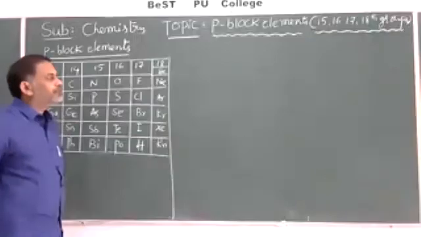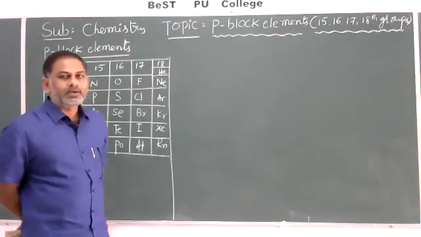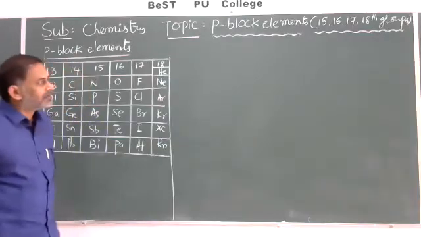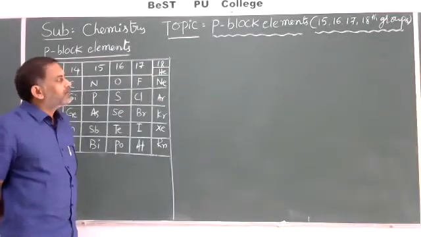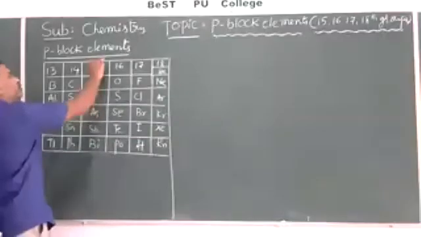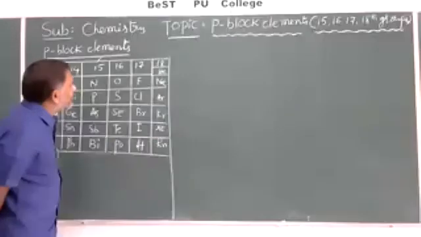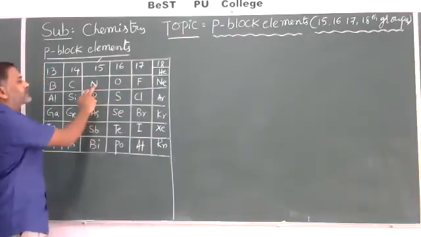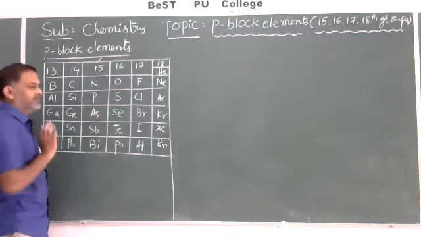On 27th of June, just an introduction about P block elements was given. Both first and second year concepts were repeated, revised, and explained. Then some important points about the 15th group were explained, and an introduction was given to the 15th group elements like nitrogen, phosphorus, arsenic, antimony, and bismuth.